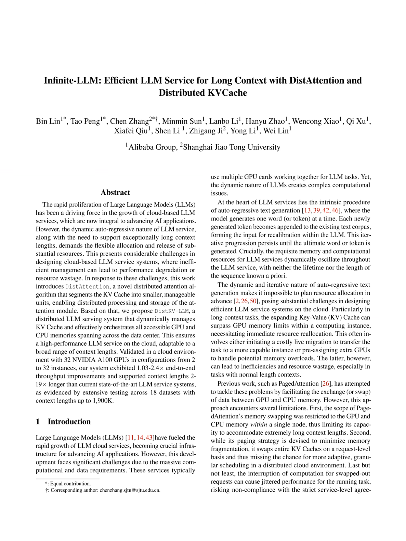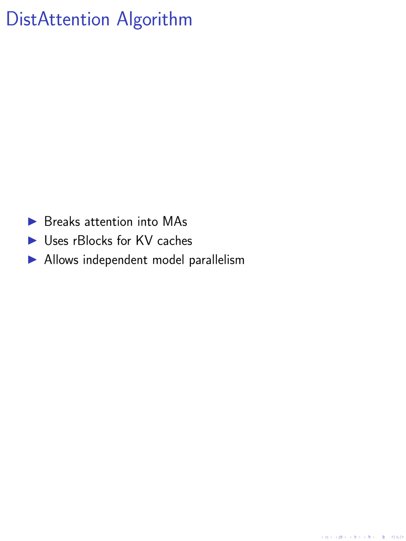In this paper, we introduce the DistAttention algorithm, which revolutionizes the traditional attention computation by breaking it down into smaller units known as macro attentions, MAs, and their corresponding key value, KV, caches, or rBlocks. This innovative approach allows for independent model parallelism strategies and memory management for attention layers versus other layers within the transformer block. By performing MAs separately and aggregating the results, we significantly reduce the overhead of attention computation.